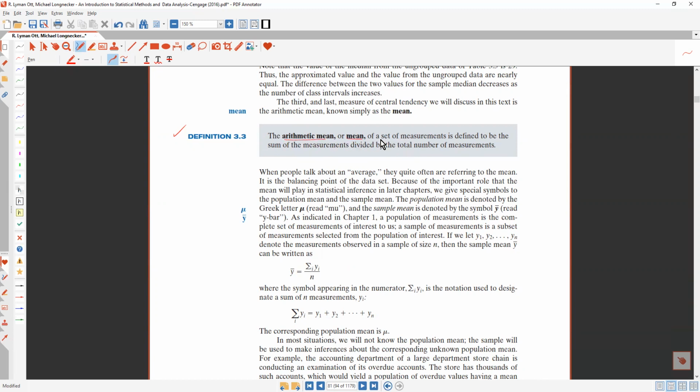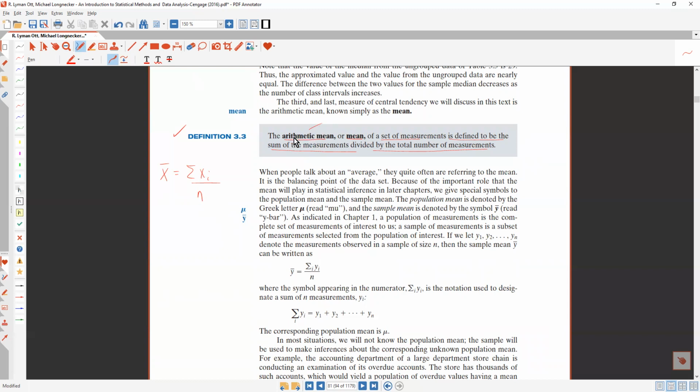And we say that the mean of a set of measurements is defined to be the sum of the measurements divided by the total number of measurements. So we all probably know what a mean is, but it's worth just talking about it briefly. There's your mean. So what are we doing when we calculate the mean, the arithmetic mean?